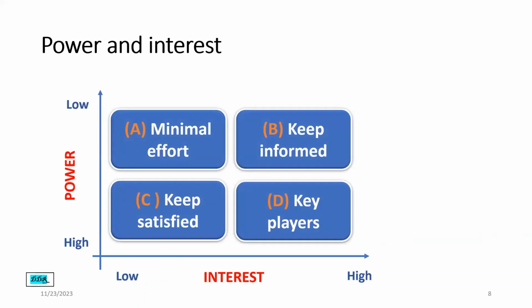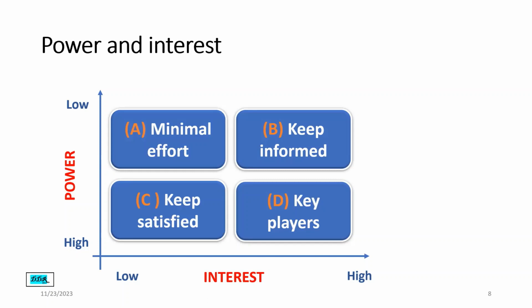The power and interest matrix. Here, groups in category A have low power and low interest in the project. So we give minimal effort and monitor them again and again. Groups in category B have low power but high interest. So there is no need to take immediate action, but keep them informed about the project. People in this category can often be very helpful with the details of the project.